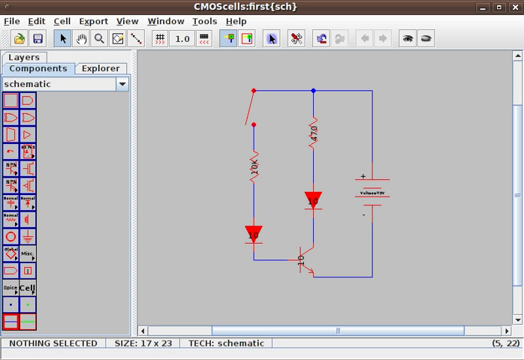Topic: See also. Comparison of EDA software. List of free electronic circuit simulators.